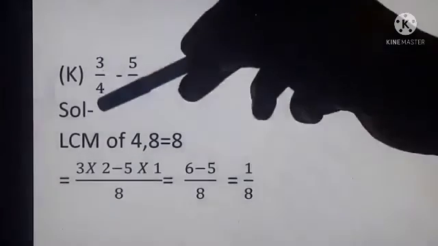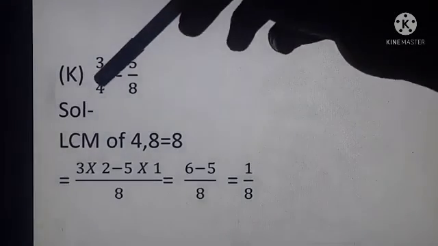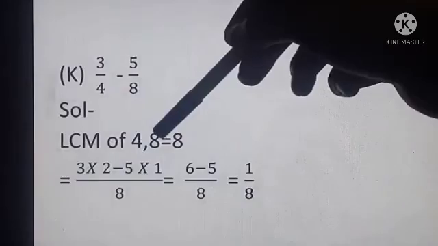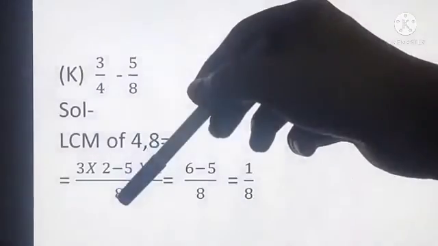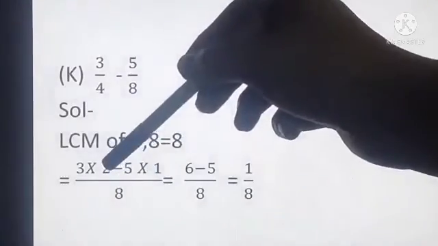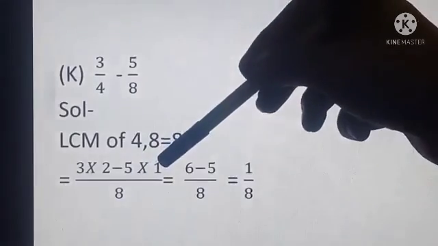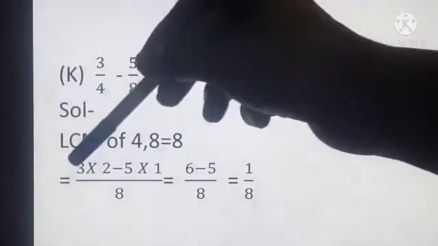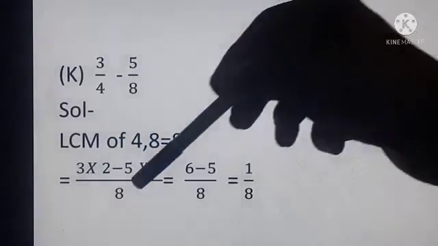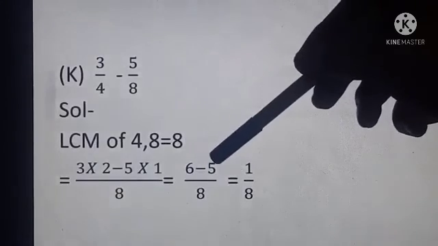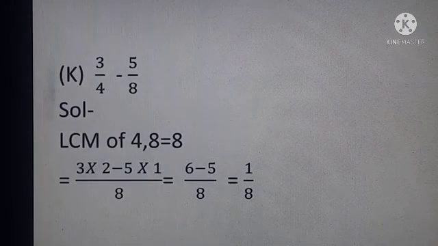Now K part: 3 upon 4 minus 5 upon 8. The denominators are 4 and 8. So the LCM of 4 and 8 is 8. 8 divided by 4 will give you the answer 2, 2 into 3, minus 8 divided by 8 will give you the answer 1, 1 multiplied by 5. 3 2s are 6 minus 5 1s are 5. So 6 minus 5 upon 8. 6 minus 5 will give you the answer 1. 1 upon 8. The denominator will be the same.